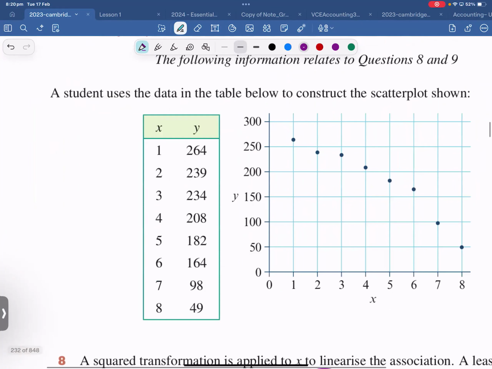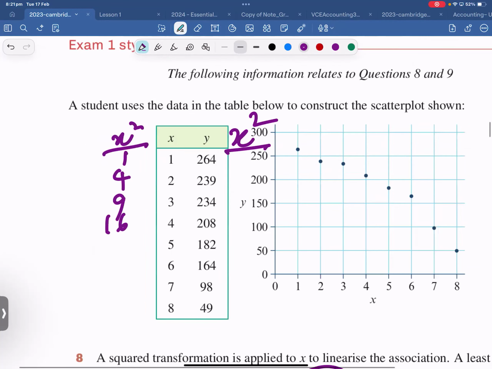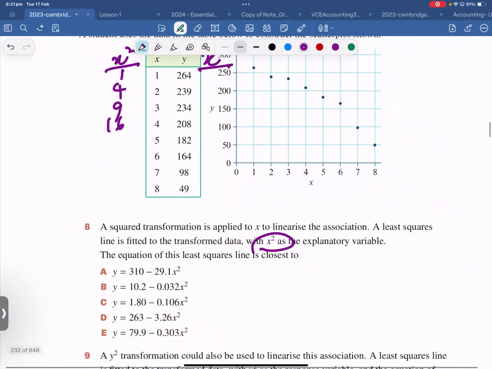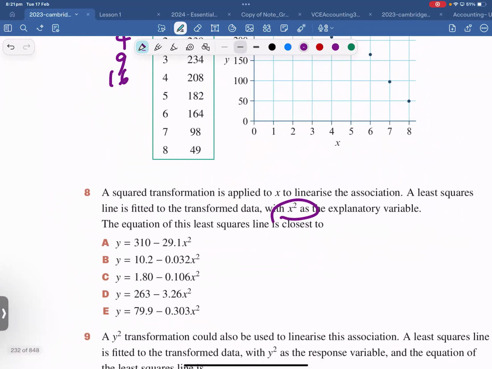So what do you do, guys? You enter the X values and enter the Y values into the CAS. Then in the next column you apply X squared to get the X squared column. And then you'll get the X squared values here: 1, 4, 9, 16, and so on. Then it's a matter of applying the CAS, and then you will get the equation.